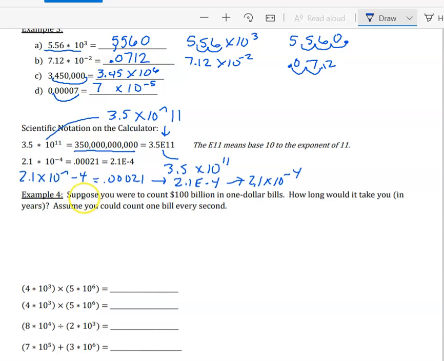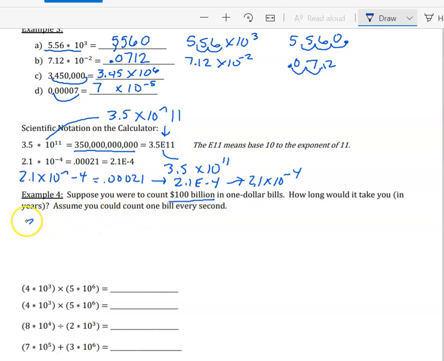In our PowerPoint the other day, we talked about how big $1 billion is. But this is, if we had to count $100 billion in $1 bills, how long would it take you in years? And assume that we can count a bill a second. Okay, well, the first thing I'm going to have to do is figure out how many seconds are in a year if I want to know how many years it's going to take me.